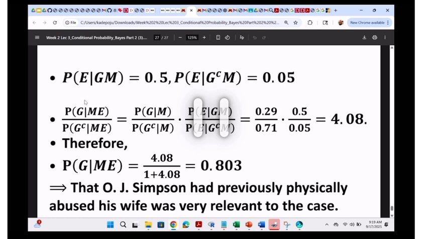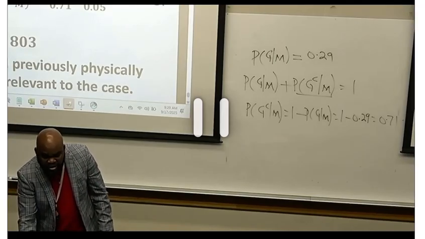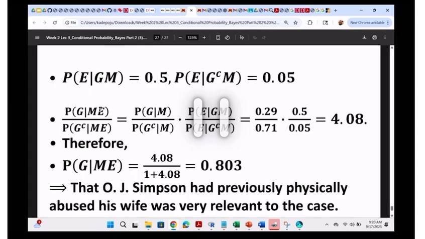What is this guy saying? The probability, the first one, means the probability that the husband is guilty, given that the wife has been murdered and there's evidence. The denominator is the probability that the husband is not guilty, given that the wife has been murdered and there is evidence. This guy here is the posterior odd.